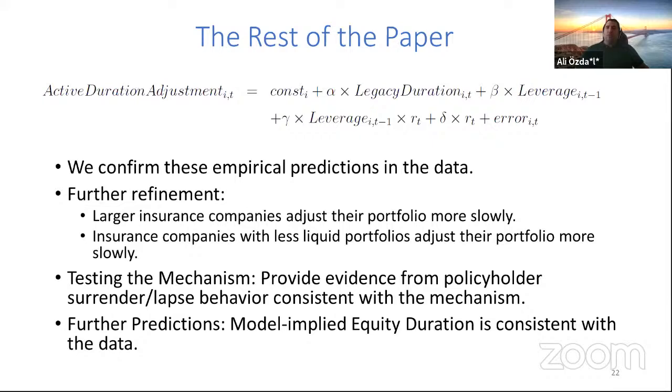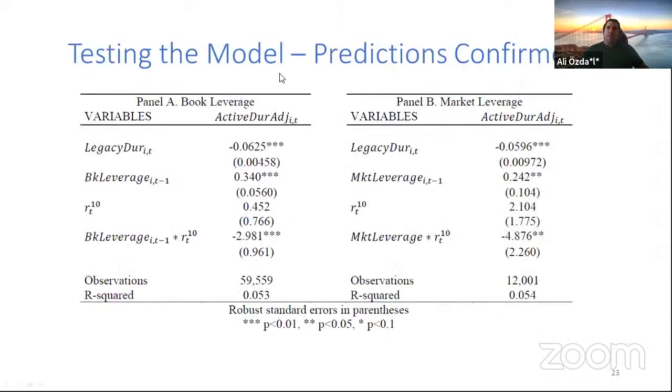So again, to confirm these empirical predictions in the data, we simply run the regression using both the book leverage and market leverage, and you see across the board the same result. The coefficient of legacy duration, which is related to the speed of adjustment, is negative and significant. The coefficient of leverage is positive and significant. The coefficient of leverage times interest rate is negative and significant, all right? And the coefficient of the 10-year yield is insignificant. So all of these are consistent with the 4 predictions of the model.